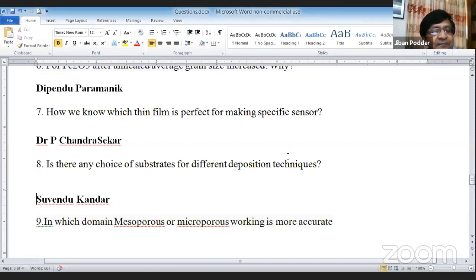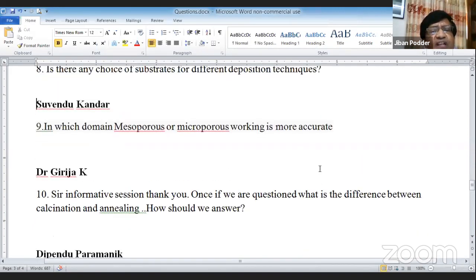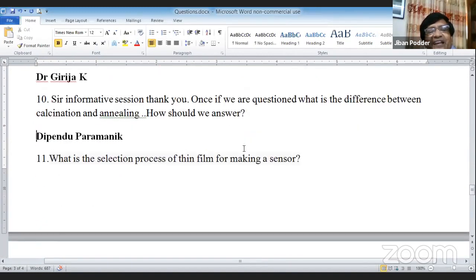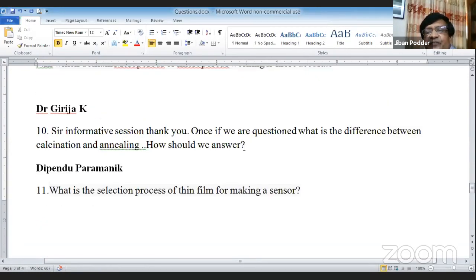And which domain, mesoporous or microporous, is more accurate? Definitely microporous structures are more accurate, and if we look at the SEM structures, that is possible to see.